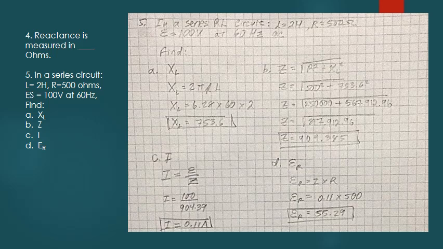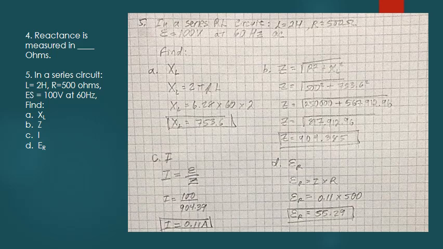Question 5, in a series circuit, we have inductance of 2 henries, we have resistance of 500 ohms, we have the power at the source of 100 volts, and it is an AC source of 60 hertz. Given those, find the following. First one, we find inductive reactance. And that is A.